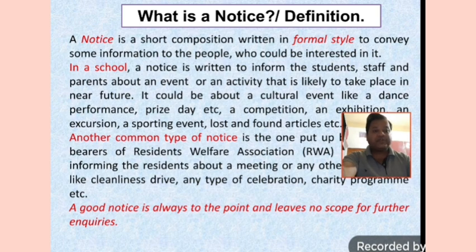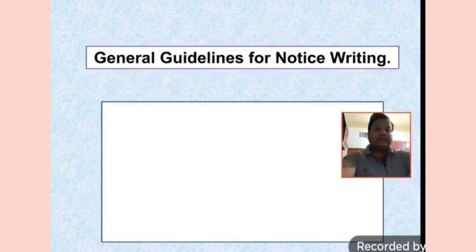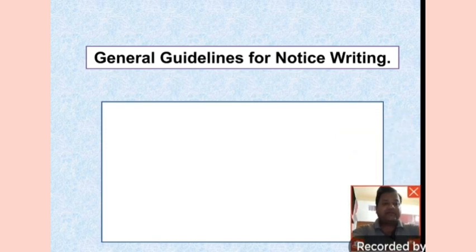Suppose you have written a notice and things are not clear in that notice, people are left with many questions, further inquiries, then your notice falls short. So, a good notice is a notice which will leave no further queries for the readers or for the people concerned. Now, I hope this is clear, that you have understood what a notice is. Now, let us move further. Now, what are the general guidelines for writing a notice?